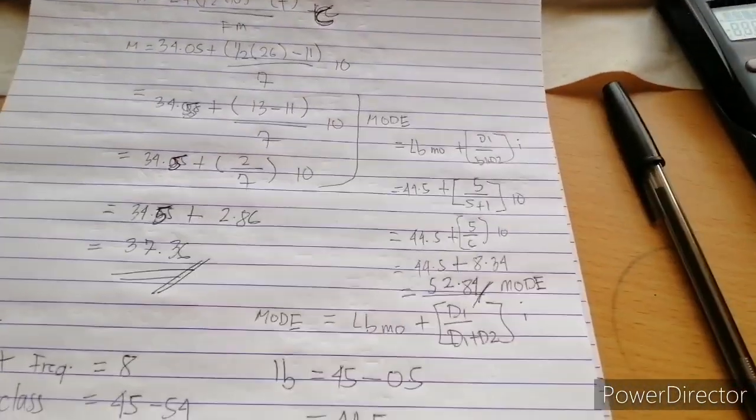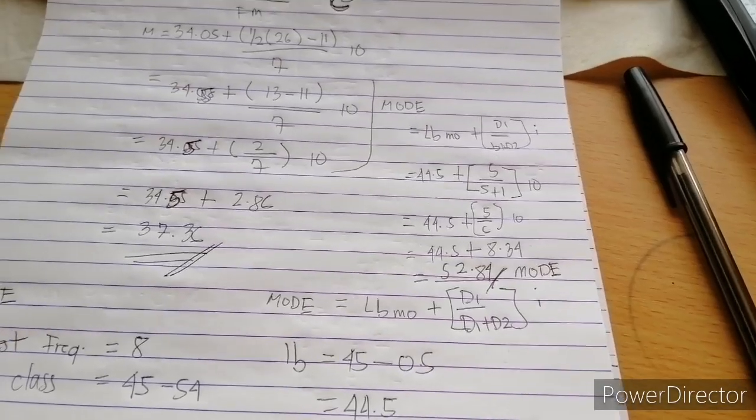So that's how you get the mean, median, and mode of grouped data.